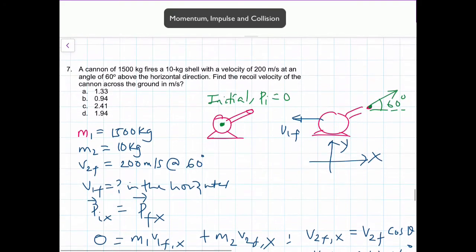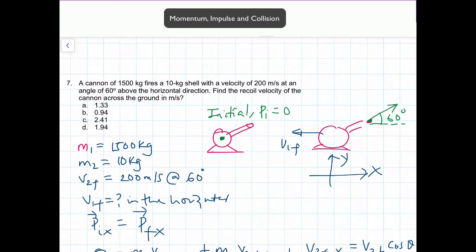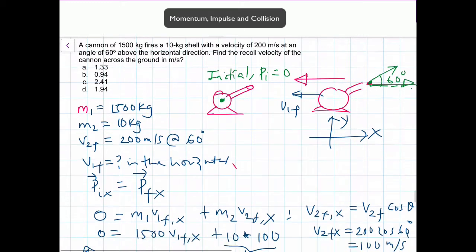Of course, it's negative, and keep in mind the negative sign doesn't mean anything else. It's just that the shell goes along the positive X direction, and then the cannon recoiled along the negative X direction. So that's an interesting part of the whole momentum thing.